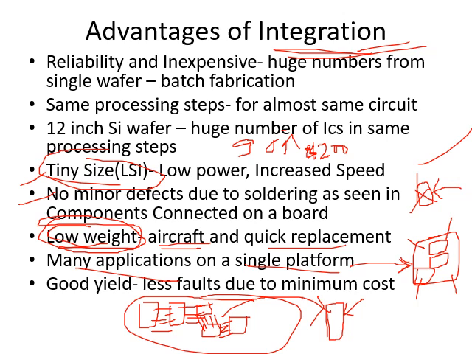Next advantage is good yield. Good yield means, as I said, if you are increasing the total number of ICs being manufactured, then definitely it will give you good yield. By just repeating the steps only once, you can manufacture thousands of ICs. If the IC's size is small, you can manufacture thousands of ICs.